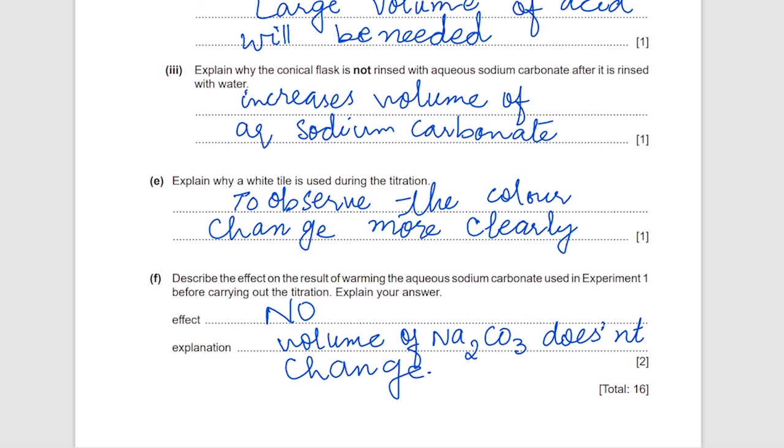Explain why the conical flask is not rinsed with aqueous sodium carbonate after it is rinsed with water. Why is it not needed? Because of the increased volume of aqueous sodium carbonate, so it will not affect the volume of acid used. Explain why a white tile is used during the titration: to observe the color change more clearly. So that's why it is used over there.